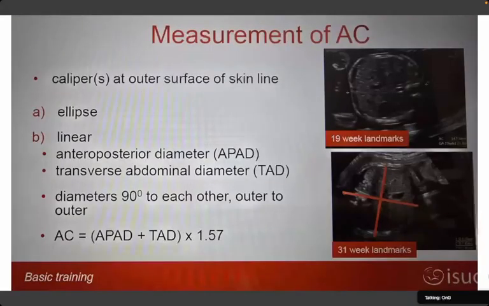Like I mentioned, it should be an ellipse, or we can do linear measurements that include the anteroposterior diameter or transverse abdominal diameter. And these diameters should be at least 90 degrees to each other, from the outside of the abdominal circumference to the other end, so outer to outer.